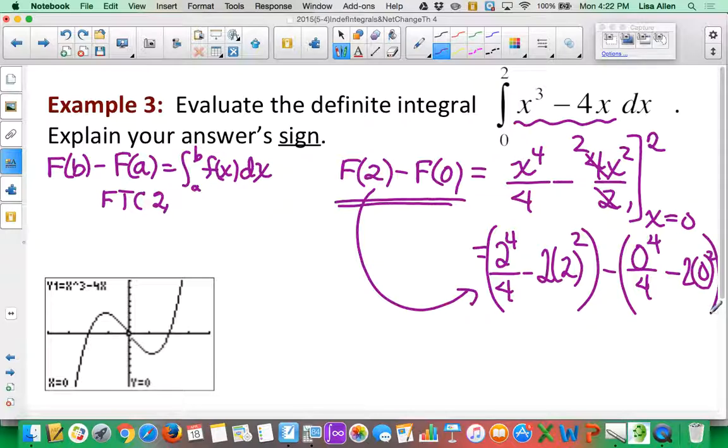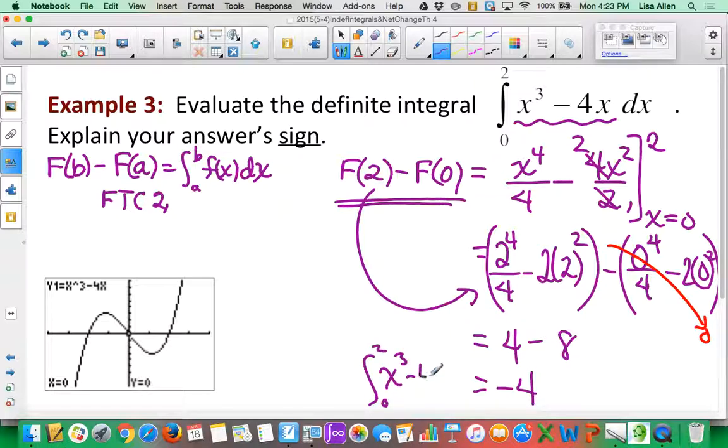So on the right-hand side, this all goes to 0. And then we end up with 2 to the 4th, or 16 over 4, which is 4, minus 2 times 2 squared, which is minus 8. So we get 4 minus 8, or a value of negative 4. And in this problem, explain your answer's sign. So we have the integral from 0 to 2 of x cubed minus 4x dx is equal to negative 4.